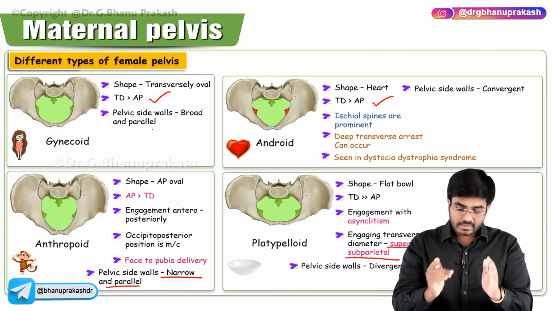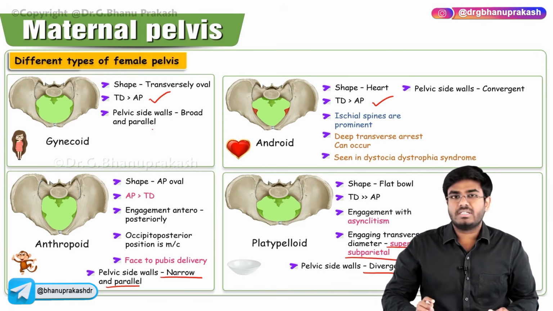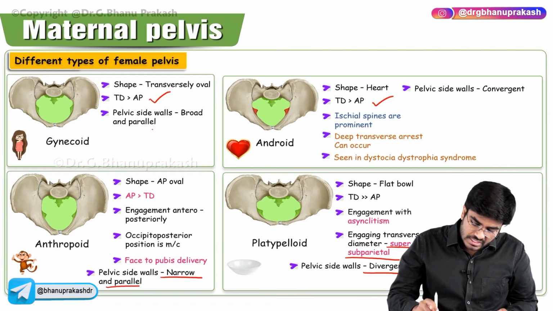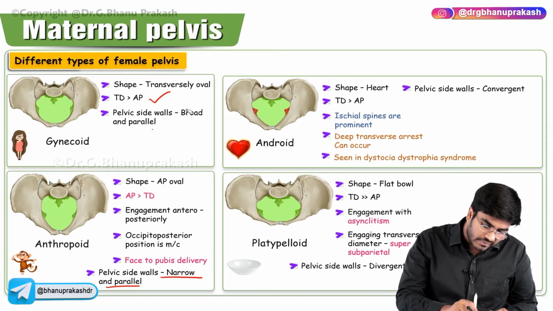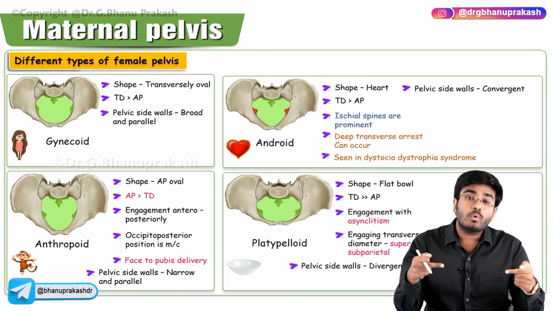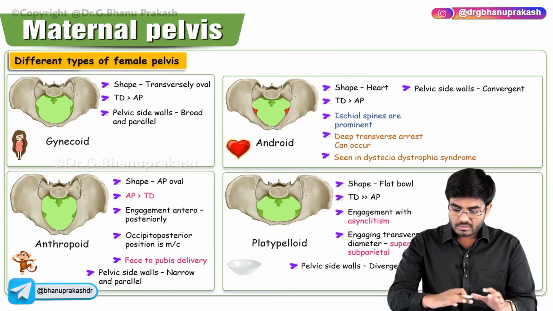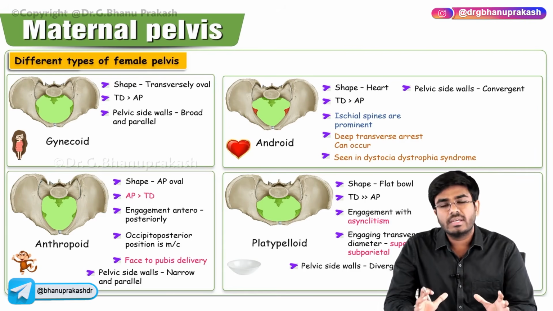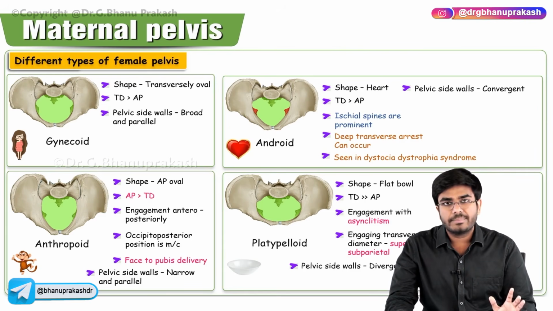And here the pelvic side walls are more divergent, whereas we have seen convergent pelvic side walls with the android type of pelvis, with ischial spines protruding into the cavity. This slide is very important because you can expect one MCQ from this slide.